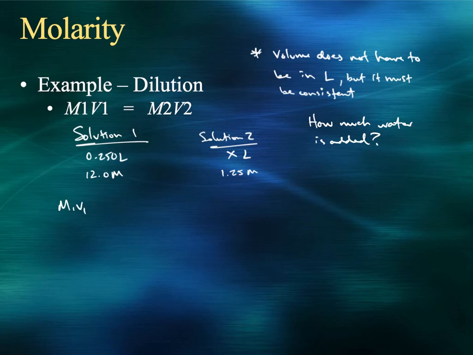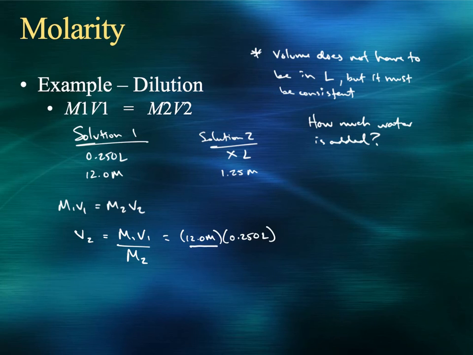Well, my equation is M1V1 equals M2V2. I know the molarity and volume of the first thing. I don't know the volume of the second thing. So if I rearrange this to solve for V2, I have V2 equals M1V1 over M2. And then we can just plug in our values. The first molarity, 12.0 molar. First volume, 0.250 liters, divided by 1.25 molar, which is the second molarity. So 12.0 times 0.25 divided by 1.25. The second volume is equal to, with three significant figures, 2.40 liters. That is the final volume.